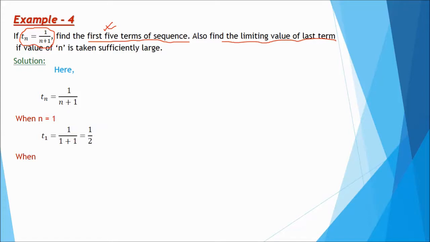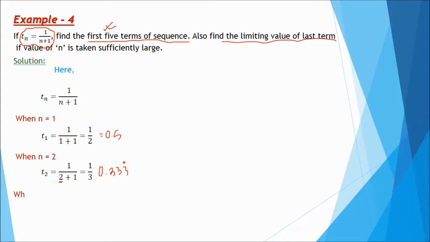When n is equal to 2, T2 is equal to, now 2 will replace n. Wherever there is n, it will be replaced by 2. That will be 1 by 3. Its value is 0.333 continuously, repeated, so we can keep a dot here.